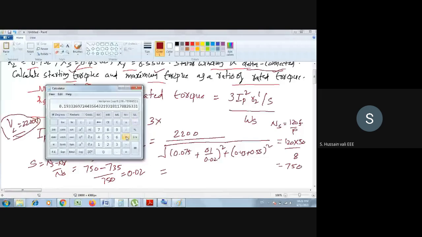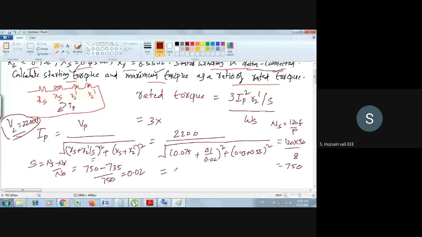How much? 13.14. Yeah, I got 425.31. You'll see this, 425. Okay, no problem. 425.31, approximately same, that's not a big problem. So you got this answer, 425.31 ampere. So we got I phase. Then what else do we require here?